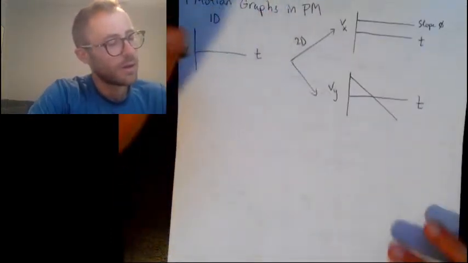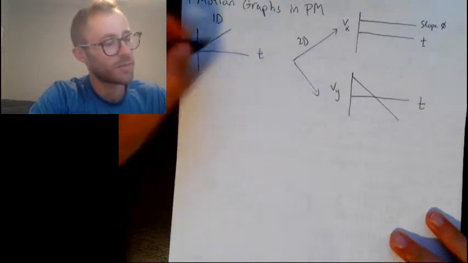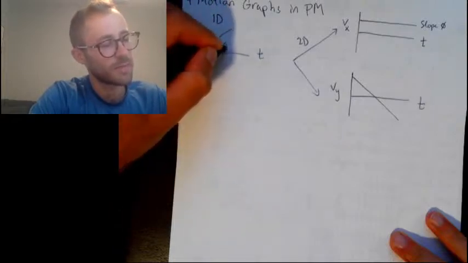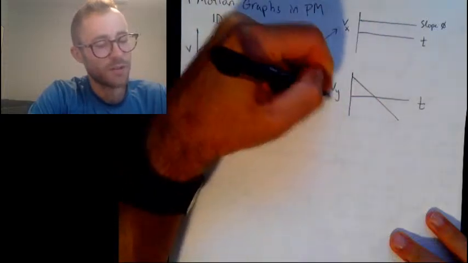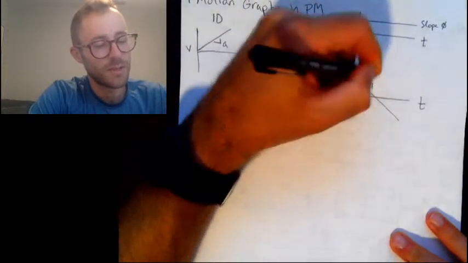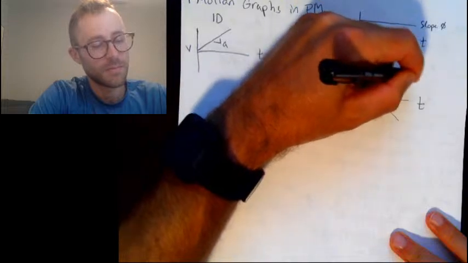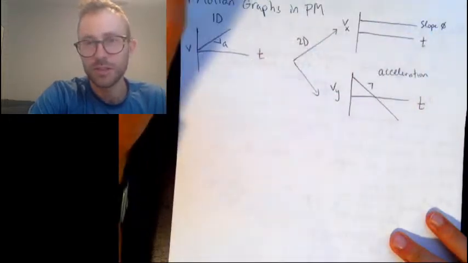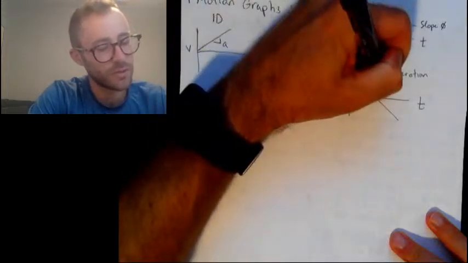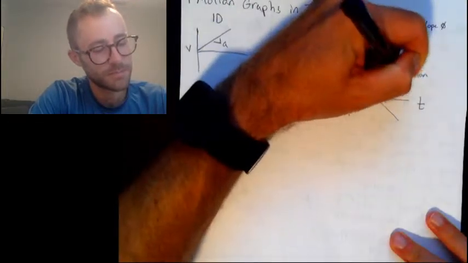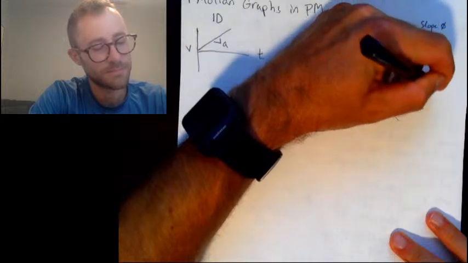Okay? Just like the slope of a velocity time graph is acceleration, the slope of the y velocity versus time is the acceleration. And because projectile motion is driven by gravity, it's the acceleration due to gravity. Gravity. Okay?